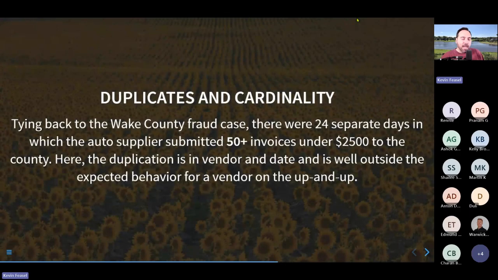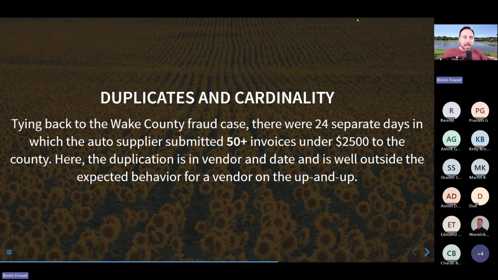If I go to the weight counting case, this is a slightly different concept of duplicates. There were 24 separate days. This is real life data. 24 separate days in which the auto supplier sent 50 plus invoices. All of them were under $2,500. Now, what is special here is at that time, any invoice under $2,500 required one person from the county to sign. If you had an invoice over $2,500, you needed 2 people to sign for it.